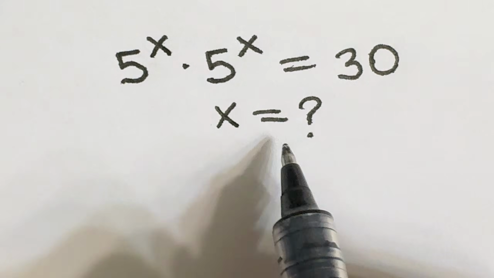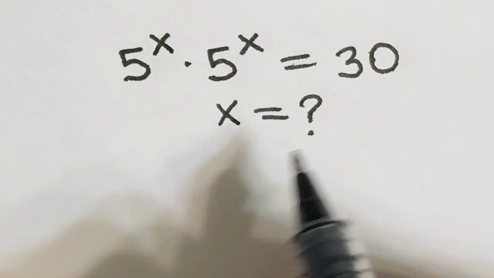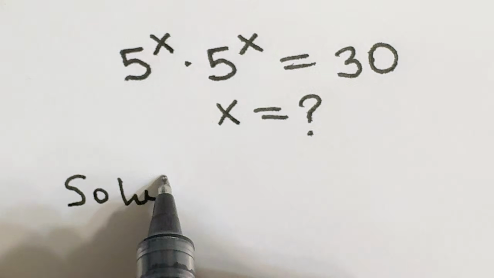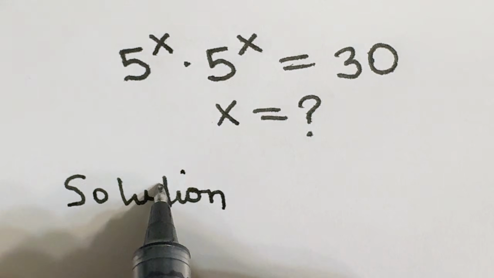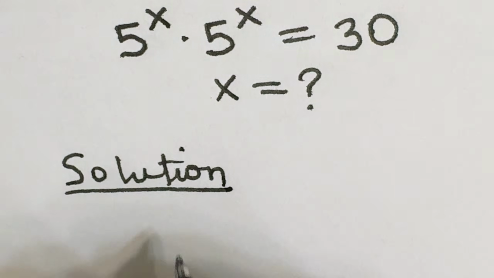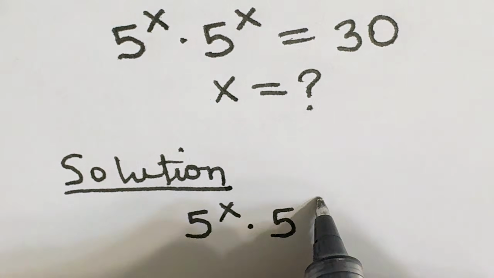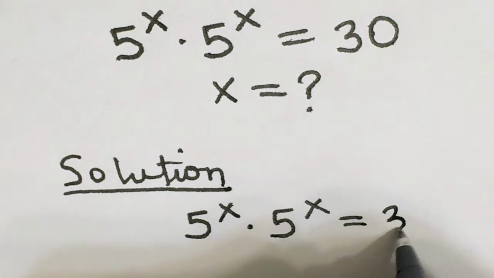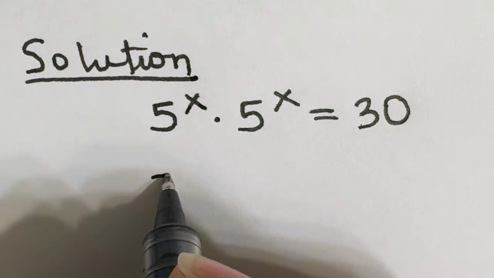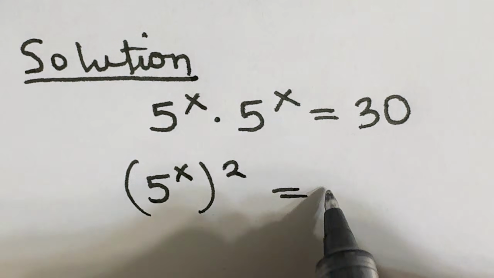Let us solve for x in this problem. 5 raised to power x times 5 raised to power x is equal to 30. So we have 5 raised to power x times 5 raised to power x is equal to 30. This is (5 raised to power x) raised to power 2 is equal to 30.